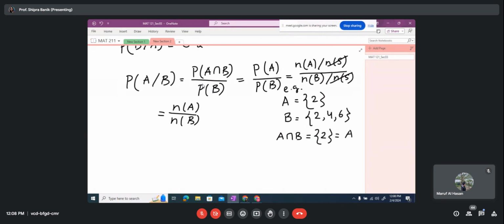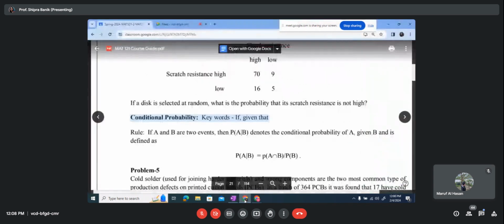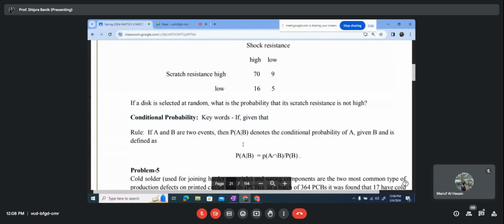Now, can we select a question from our lecture sheet? This math will be solved by the law of conditional probability, and this is our exercise now. You can see that they have written this one, and I have written this is equal to N(A) divided by N(B), basically the same thing. Okay.